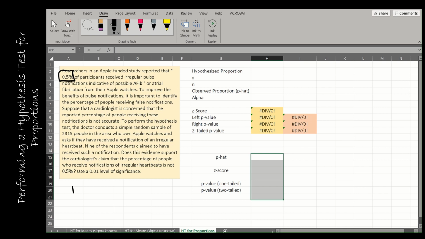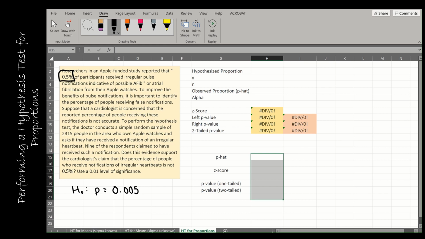So according to Apple, our null hypothesis is that nothing has changed, that p, not mu, because this is a proportions question, that p is equal to 0.5%. So be very careful, because one of the common mistakes students make is to say p is equal to 0.5. Now, 0.5 is 50%, not 0.5%, so I'm going to call that 0.005.